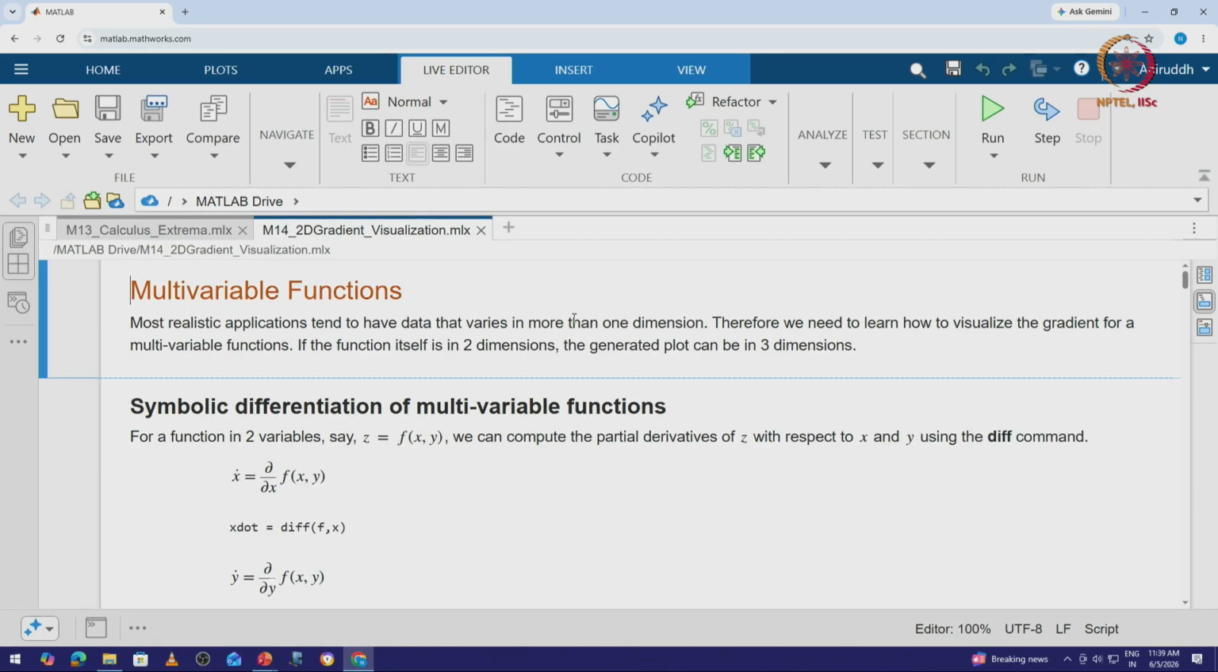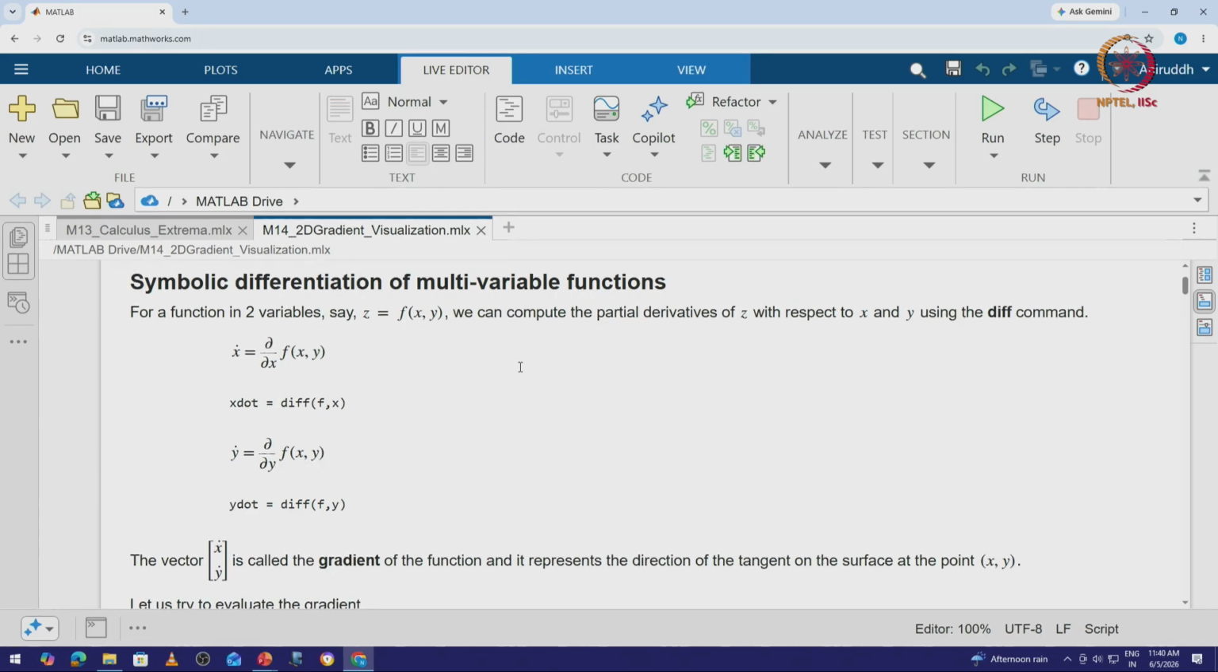Now we have been looking at univariate functions, which is essentially focusing on only one variable, but let's look at a more realistic application of more than one dimension. So essentially let's see what would happen if we are working with multivariable functions.